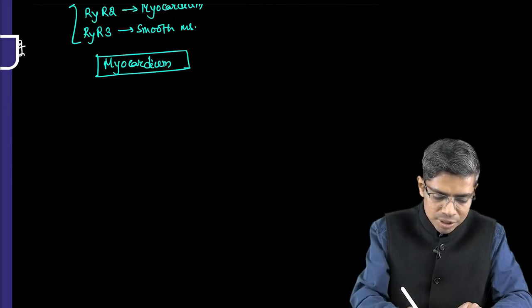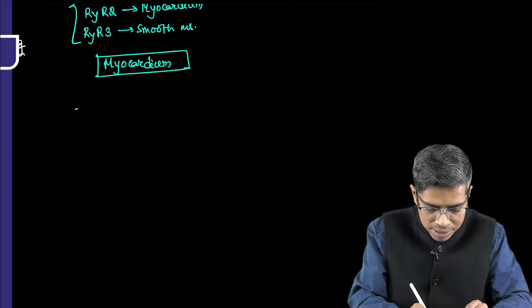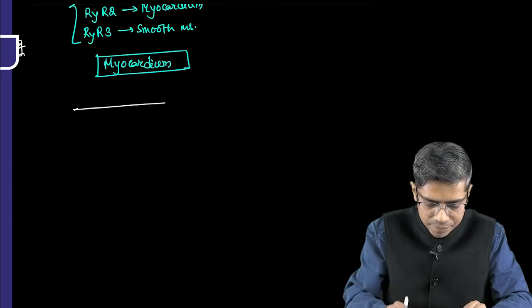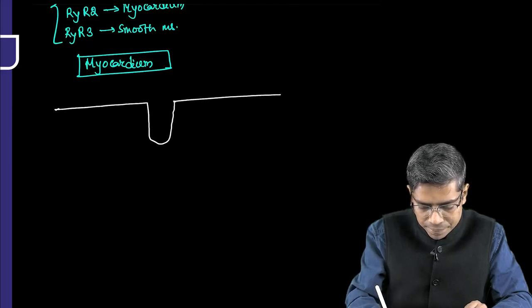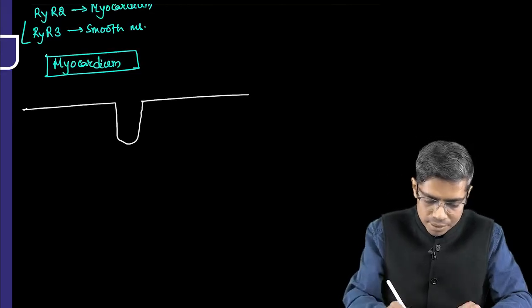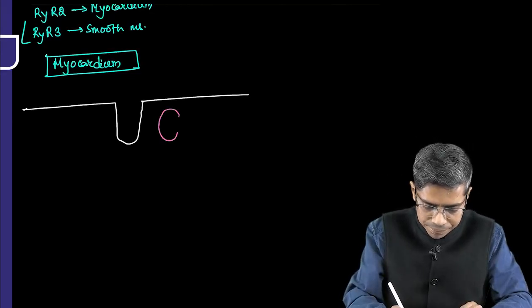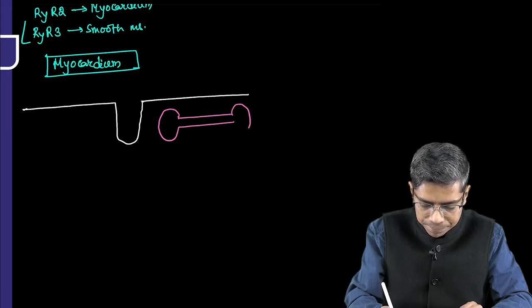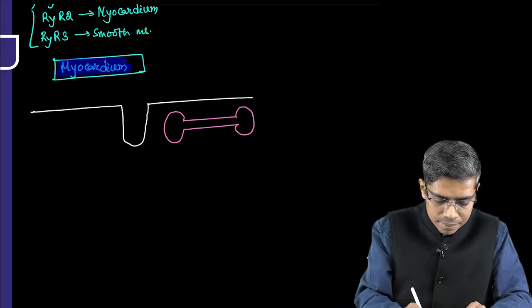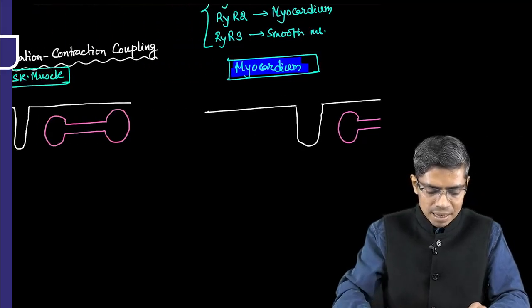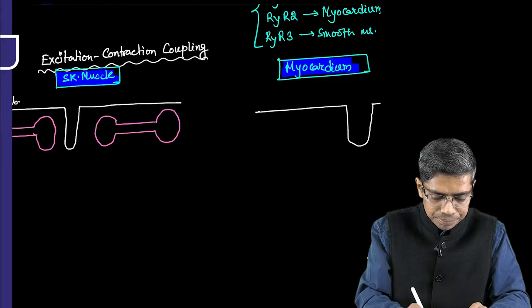So a similar kind of picture, the muscle membrane forming T tubules, and there will be cisterna and sarcoplasmic reticulum. So this is typical of myocardium, and here is your skeletal muscle.